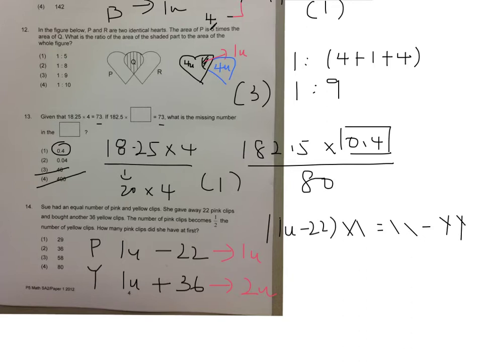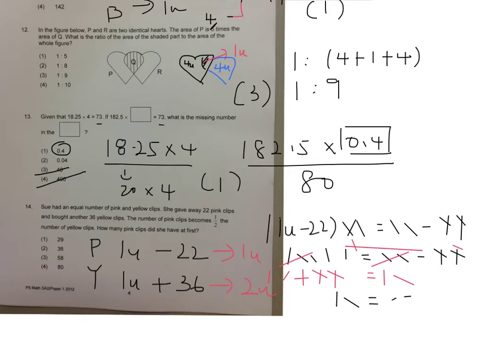Alright, you have to equate them. So 1 unit plus 36 equals to 2 units minus 44. Remember, 1 unit I take away, I left with 1 unit. Minus 44, when I bring over, it becomes positive. So 36 plus 44. So I'll have 1 unit is equals to 80. How many pink clips did I have at first? So pink clip at first is 1 unit, so answer is 80. So question 14, your answer is 4.